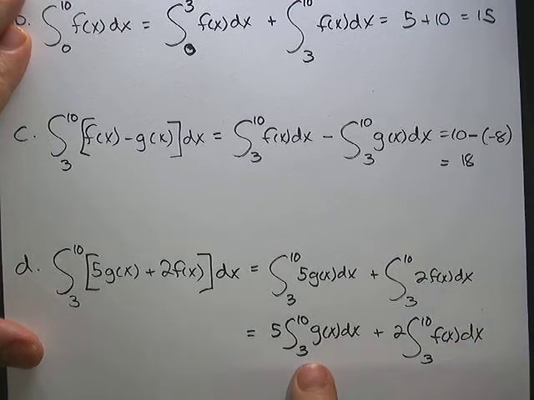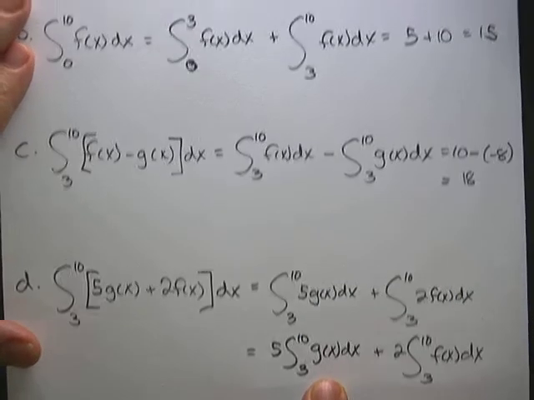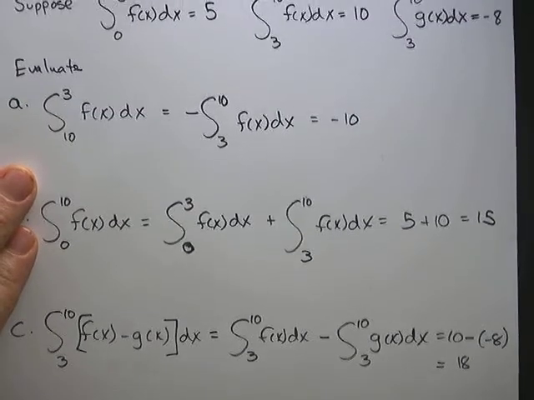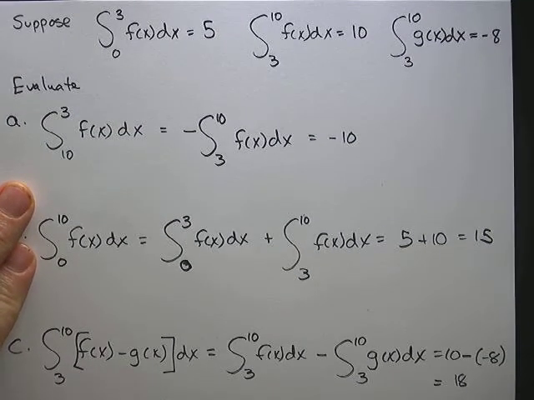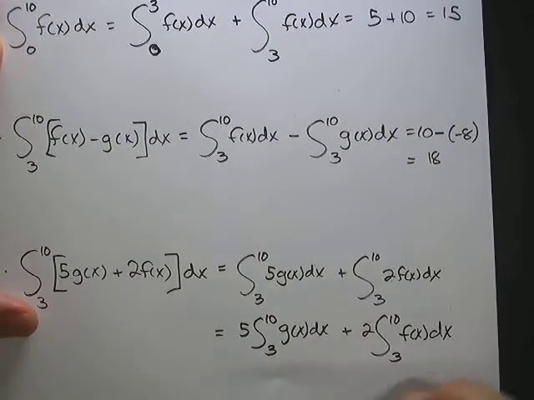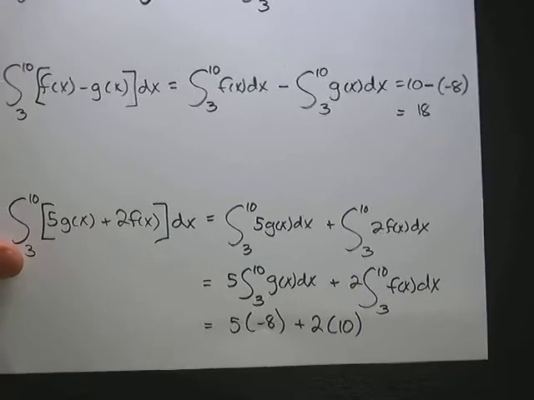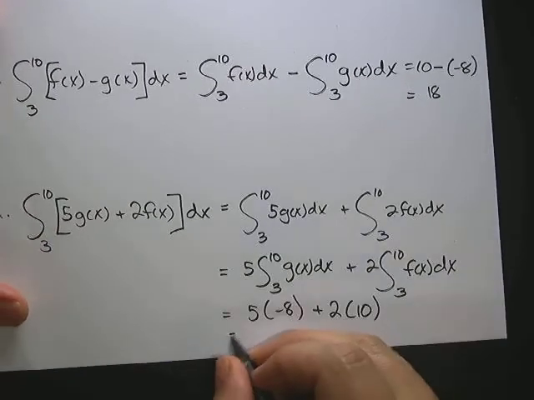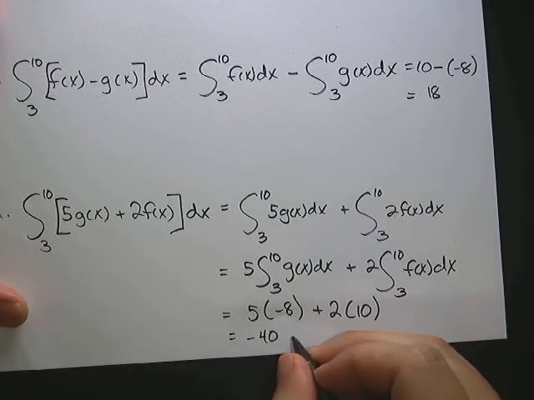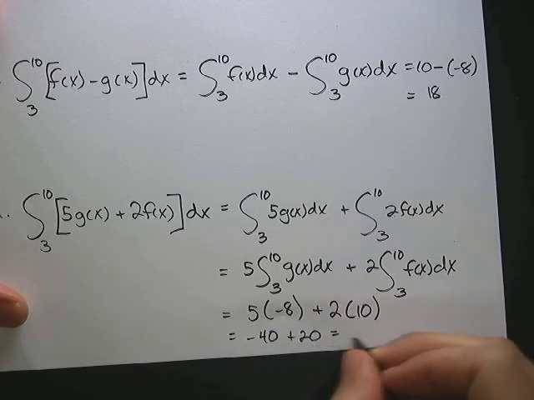Now we have this information. If you recall, go back up here, the integral of g of x from 3 to 10 was negative 8, and the integral of f of x from 3 to 10 is 10. So this is going to be 5 times negative 8 plus 2 times 10. The 5 and the 2 just get carried along, those are constants. So that gives us negative 40 plus 20, which is equal to negative 20.